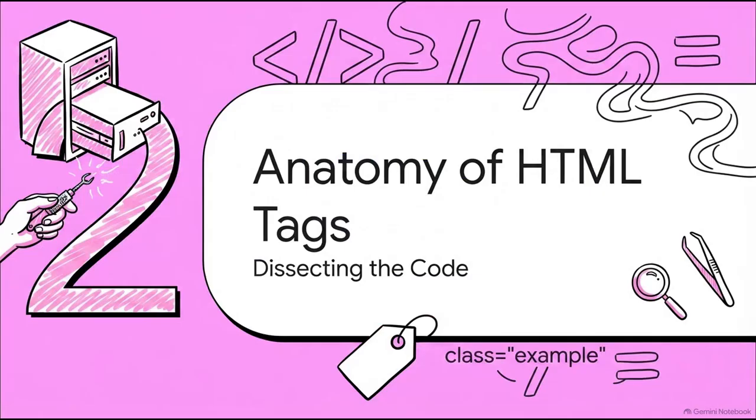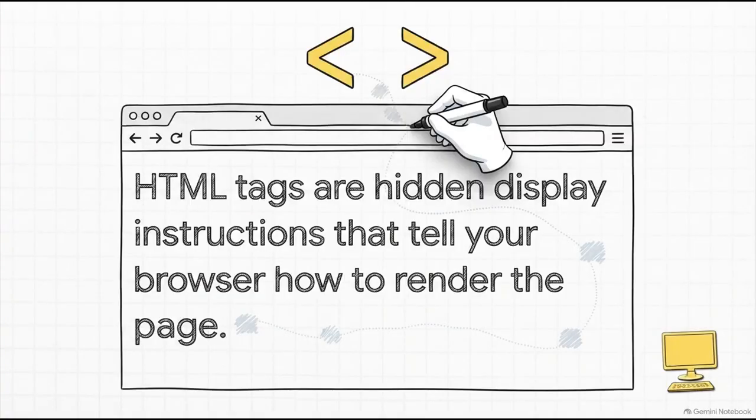Moving on to Part 2, Anatomy of HTML Tags, Dissecting the Code. If servers are really just handing us text files, let's pry one open and dissect the hidden instructions inside. These files aren't just plain words. They're written in HTML, or Hypertext Markup Language. HTML relies on these little markup tags that act like tools in a toolkit. Basically, they're hidden instructions telling your web browser exactly how to render the content on your screen.